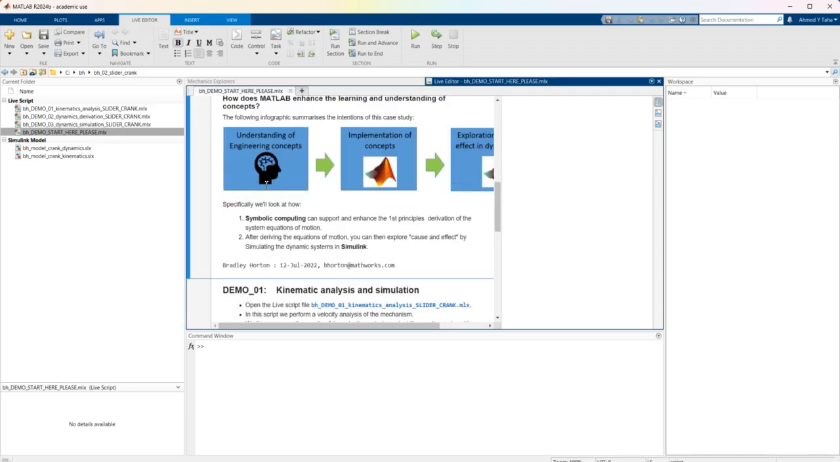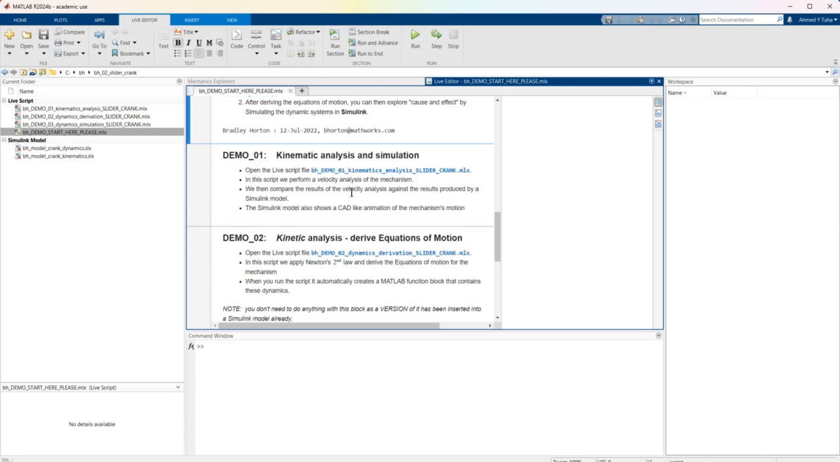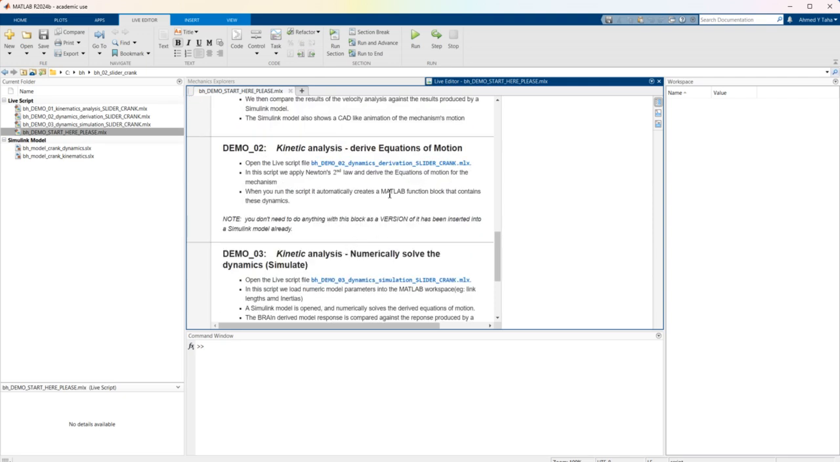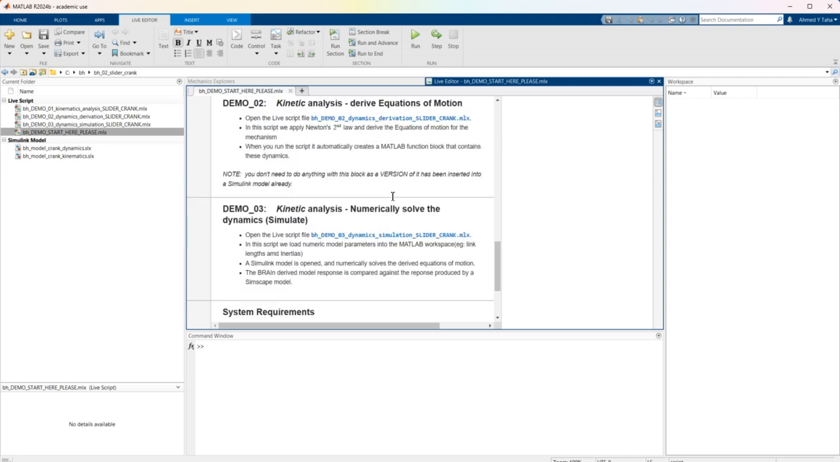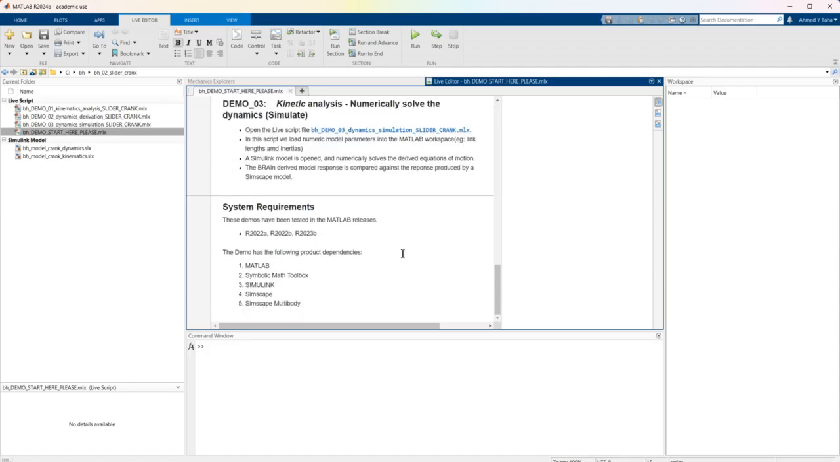So we'll start with demo number one. It's going to be the kinematic analysis of the simulation, and we can do that by opening the live script of the PH demo 01 kinematics analysis slider crank MLX. The second one is going to be the kinetic diagram. Again, to open later. Demo number 3 is going to be the kinetic analysis numerically solved dynamic, which is going to be simulated. So these are the system requirements.